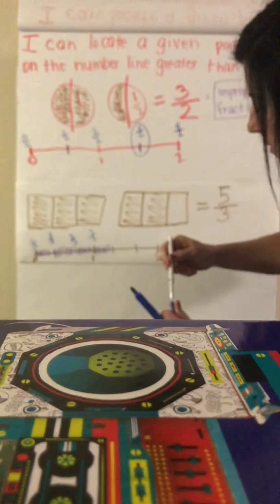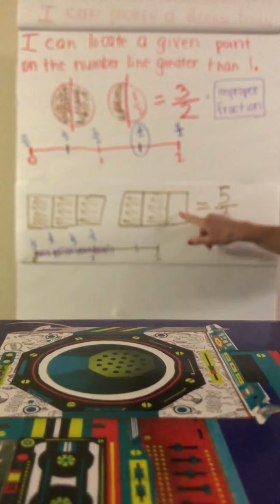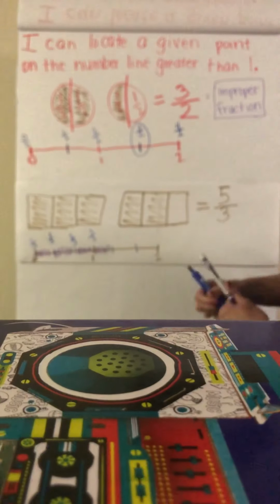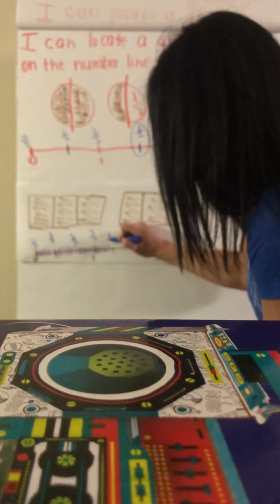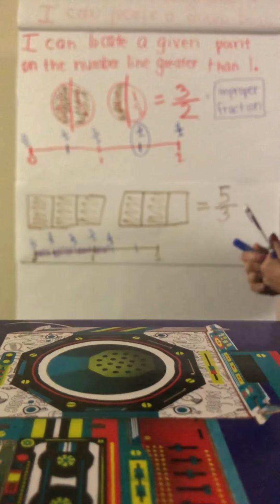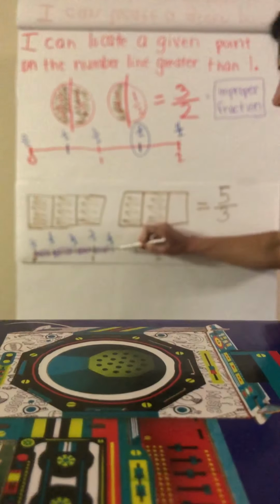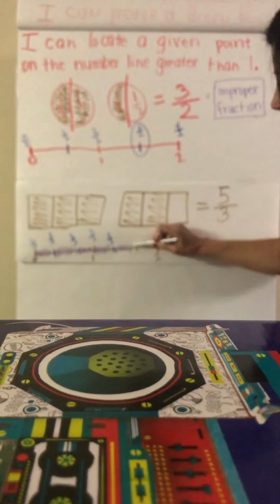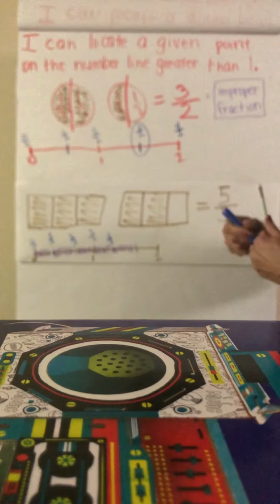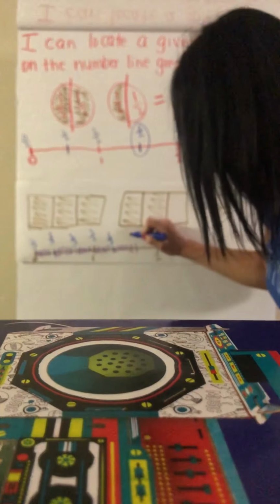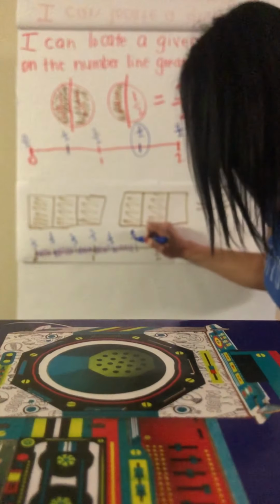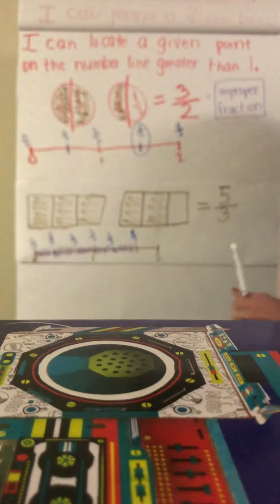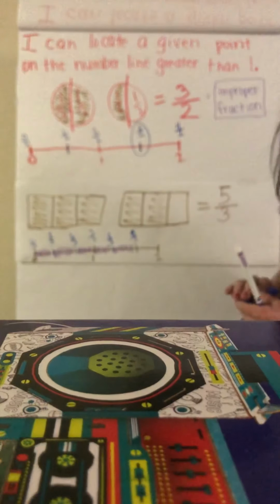There's 1 third. And don't forget, this one is broken into thirds, so we're still dealing with thirds. So it's going to be 4 thirds, and then of course we're trying to get to 5 thirds, which is right here. 5 thirds. Whoops. And there we have located 5 thirds.